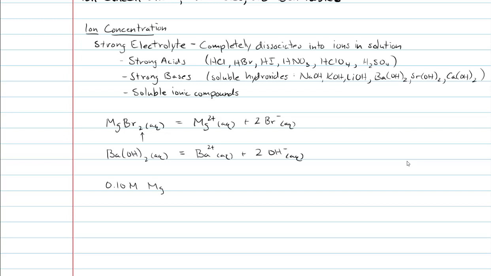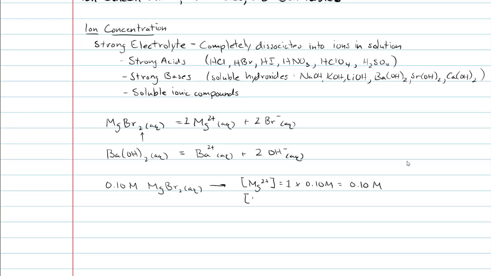magnesium bromide, that would mean essentially the same thing, that my magnesium concentration, assuming no other source of magnesium, would be, well, what's the coefficient of magnesium? It's 1. I didn't write it down, but it would be 1 times the molarity of magnesium bromide, because every 1 mole of magnesium bromide gives me 1 mole of magnesium ions, and so that would mean that the molarity is simply the same for the ion as it is for the solution.